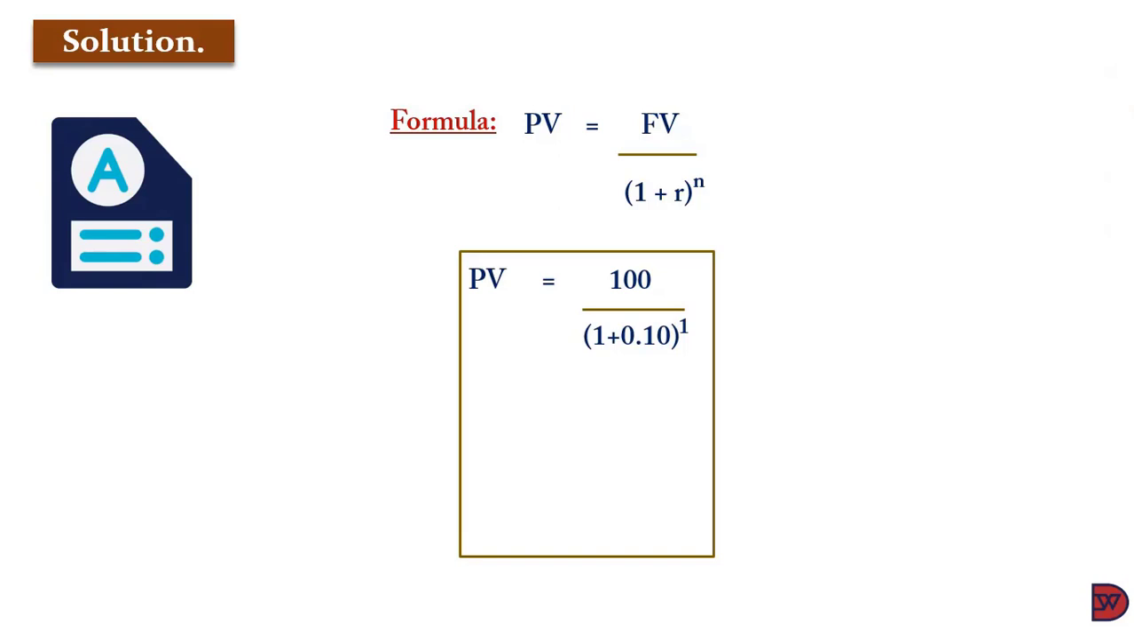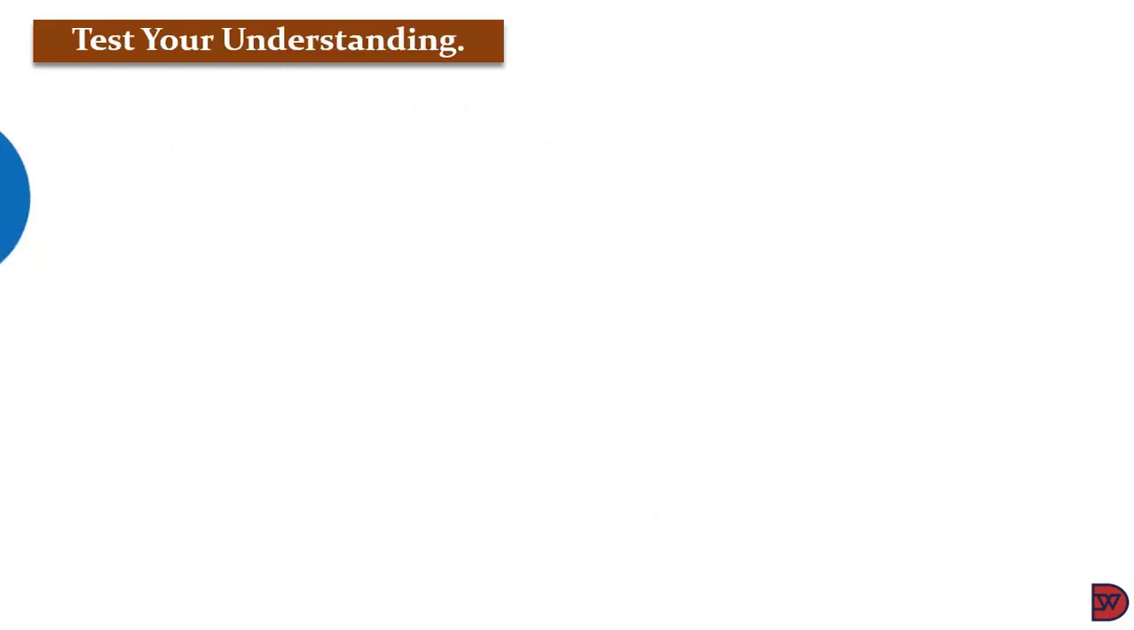The present value will be $100, which is the future value, divided by 1 plus 0.1, 0.1 being 10%, 10 divided by 100, all raised to the power 1. It will give you 100 divided by 1.1, which is 90.9. So this 90.9, if you compound it once in a year by 10%, you are going to get $100. You can try it and see.